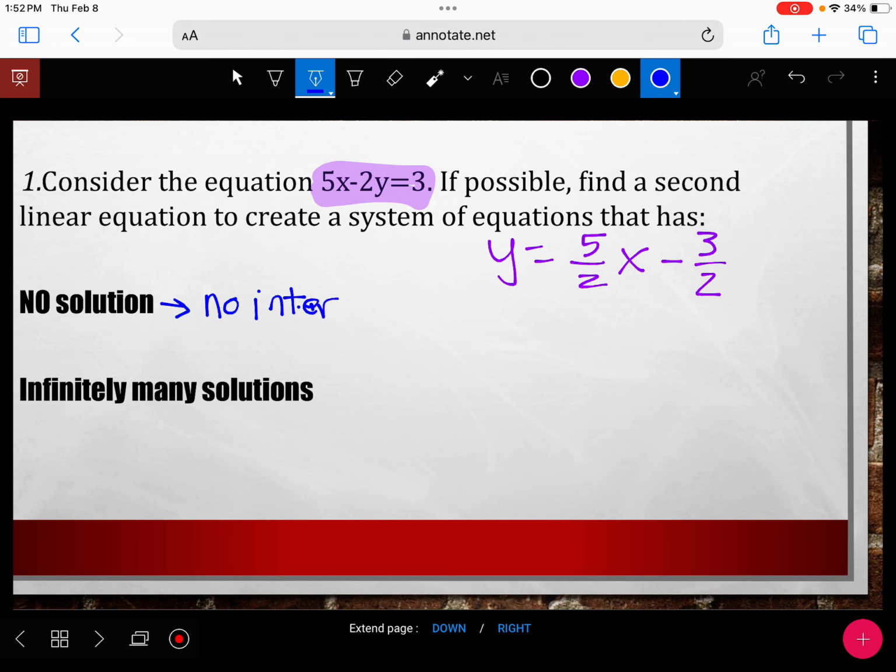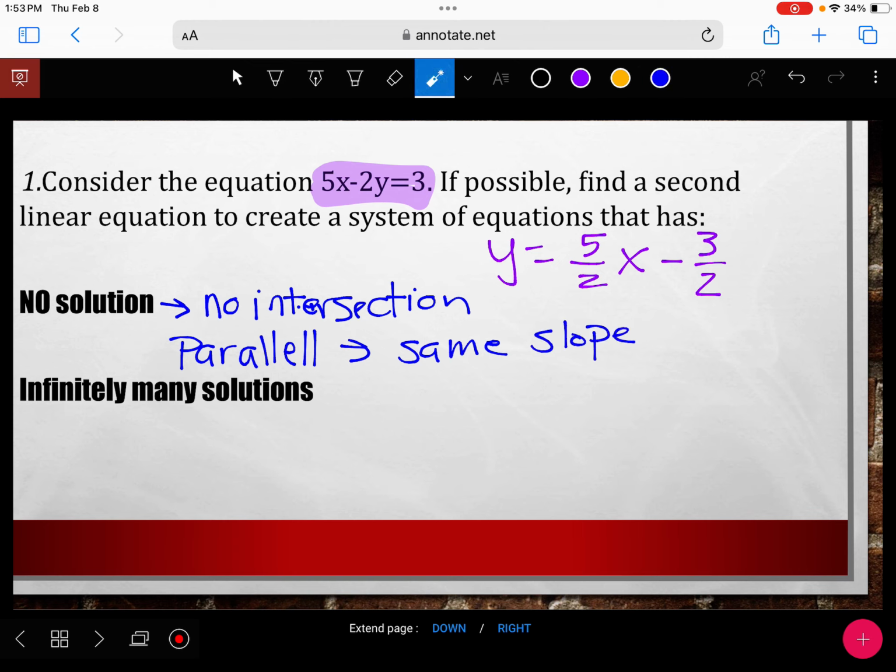Same slope. They need to be parallel, which means same slope. So it needs to have the 5/2. So we need to have our 5/2x. Can it have the same intercept to be parallel? Or does it need to be different?